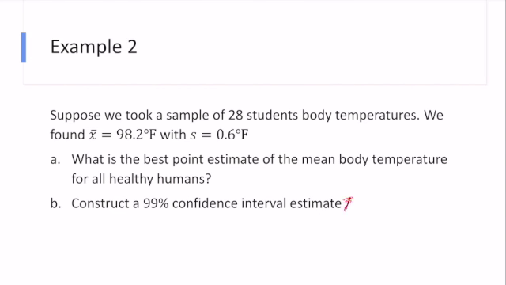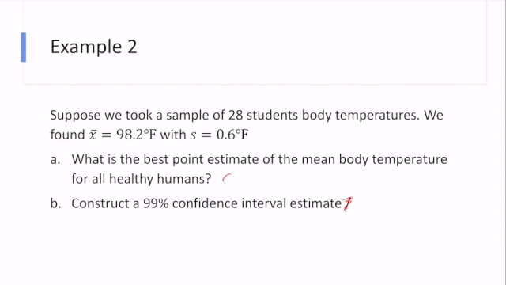So let's suppose we have a sample of 28 students' body temperatures, and we found that X bar, our sample mean, was 98.2 degrees Fahrenheit with a standard deviation of 0.6 degrees Fahrenheit. So what is the best point estimate for the mean body temperature for all healthy humans? Well, we have to go based on our sample. Now, I know typically, really, it's going to be 98.6. That's what we've come up as the best point estimate. But because of our sample, it's going to be 98.2 degrees Fahrenheit.